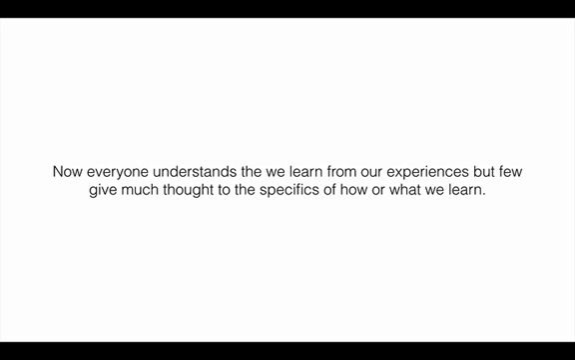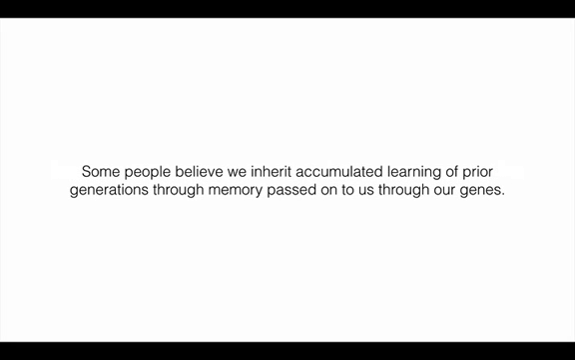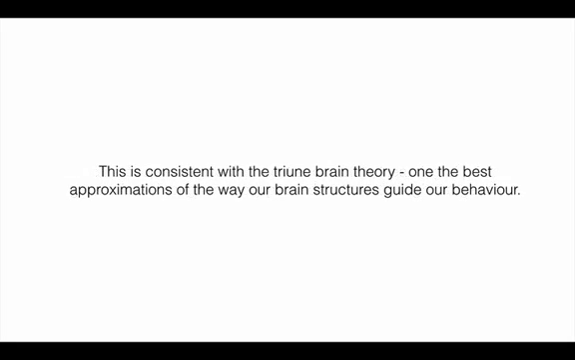And everyone understands that we learn from our experiences, but few give much thought to the specifics of how or what we learn. Some people believe we inherit accumulated knowledge and learning of prior generations through memory passed on to us through our genes. This is consistent with the triune brain theory, one of the best approximations of the way our brain structures guide our behaviour.